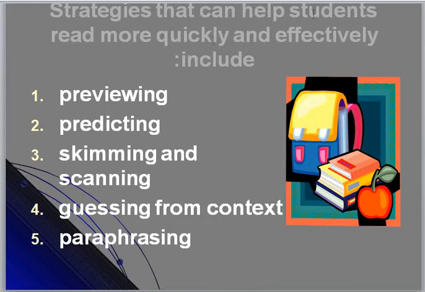Strategies that can help students read more quickly and effectively include previewing, predicting, skimming, and scanning. The fourth is guessing from the context, and the fifth is paraphrasing. You can employ these strategies while teaching reading to your students, depending on the topic and context. Let me elaborate all these strategies one by one.